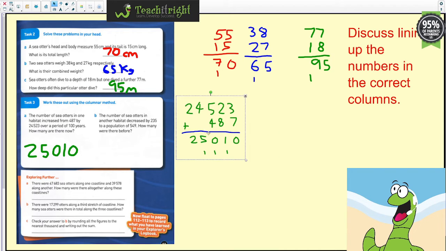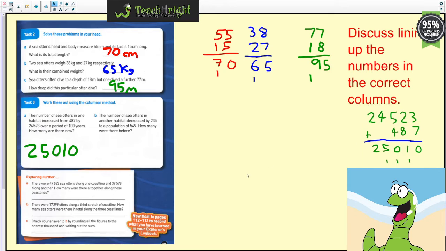Right, part B. Let's put that to the side here. You can still see it. Part B, the sea otters in another habitat decreased by 235 to a population of 249. How many were there before? So we've got to think about this. The habitat decreased by this amount to this amount. So how many were there before? Well, we have to add the two values together to find out what they were before.